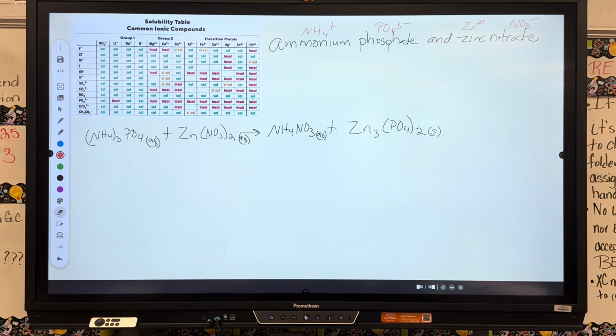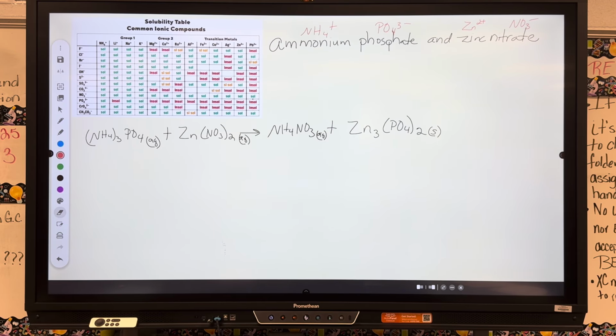So now let's look at the net ionic equations. We're going to do it for a reaction between ammonium phosphate and zinc nitrate. I've already written out the complete equation.